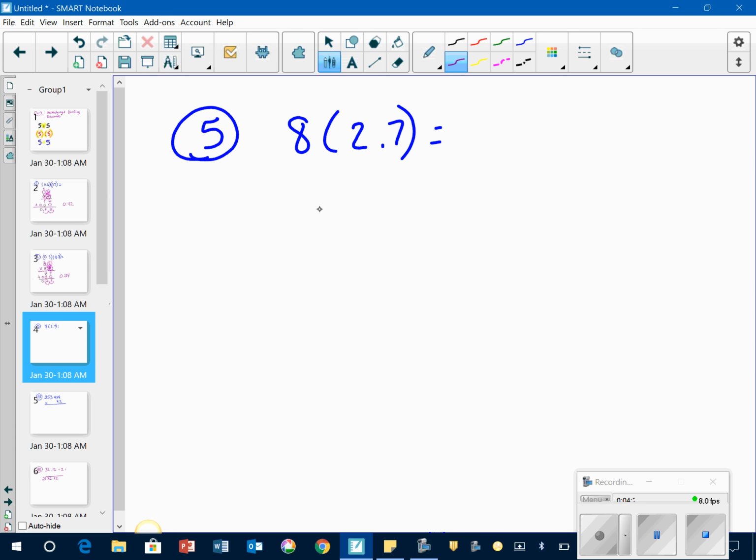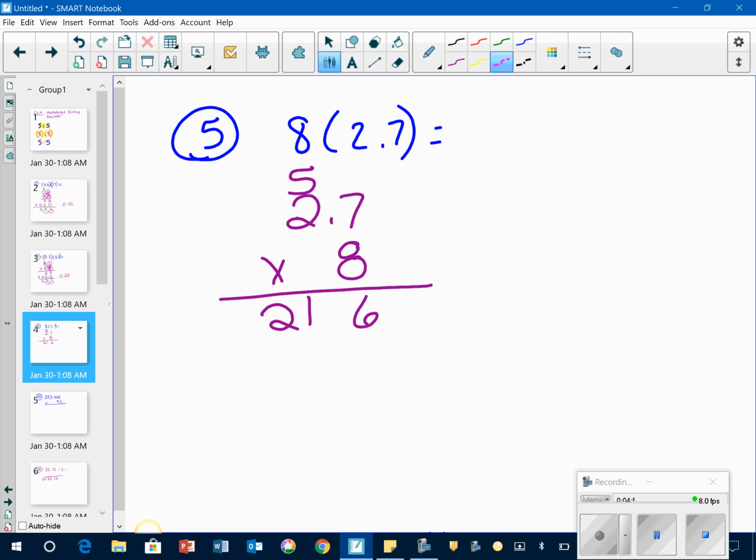Okay, next we have number 5. We have 2.7 times 8. Just line it up like we did before. So 8 times 7 is 56. 8 times 2 is 16, plus your 5 would be 21. And again, figure out how many decimal places you have. You have one here and you don't have any here. So you just move it over one decimal place. So then your answer is 21.6.